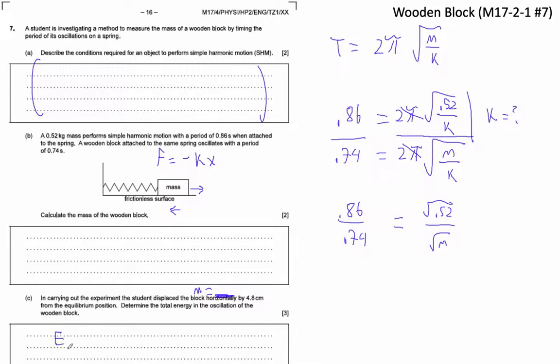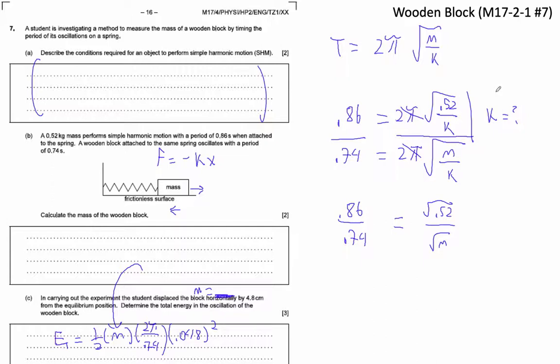You could go: total energy is 1/2 the mass, this is our mass that you figured out, that number that's between 0.35 and 0.4, and then omega squared, which is going to be 2 pi over, what's our period, 0.74. And then x naught squared is going to be 0.048 squared. It's not a lot of energy. It's between 0.01 and 0.05 joules. Not a ton of energy, but you can figure it out that way.